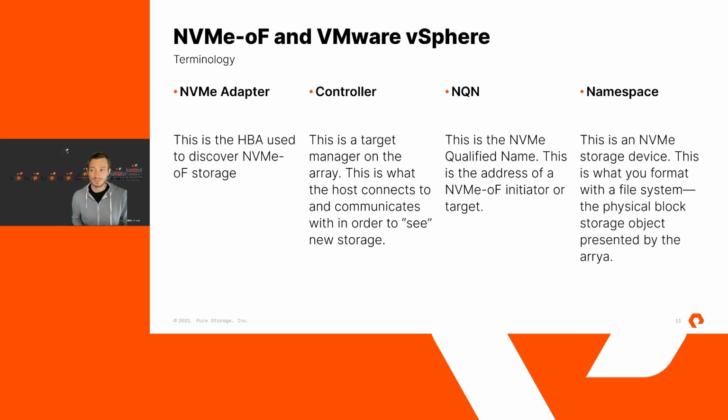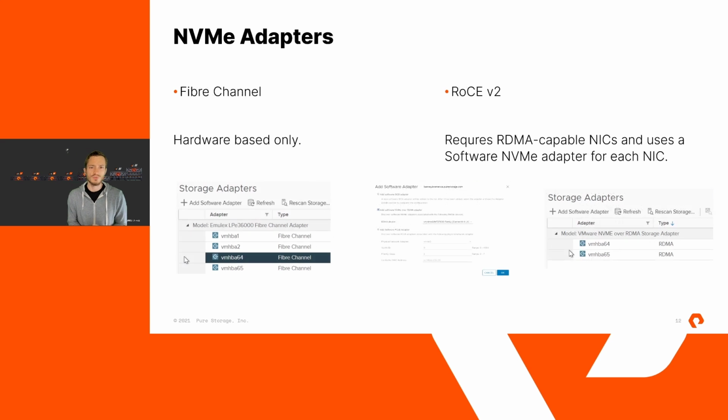And then lastly, there's the namespace. The namespace is your volume. Maybe you would call it your LUN in the past, but this is your storage object that you format and use. You put a datastore on it, you put some kind of file system. An NVMe namespace is a storage volume. So let's go into a little bit more detail on what these things are. So first off, let's talk about the NVMe adapters themselves.